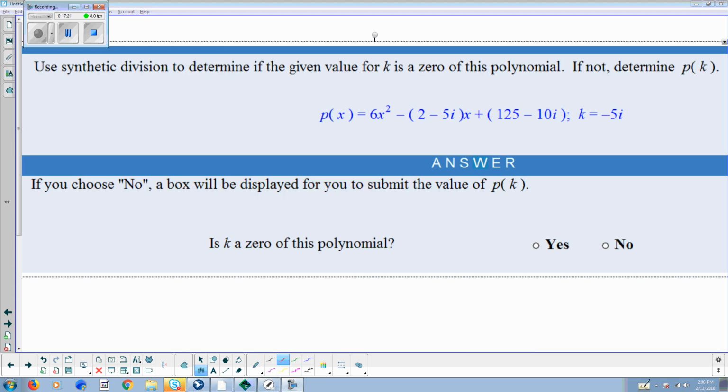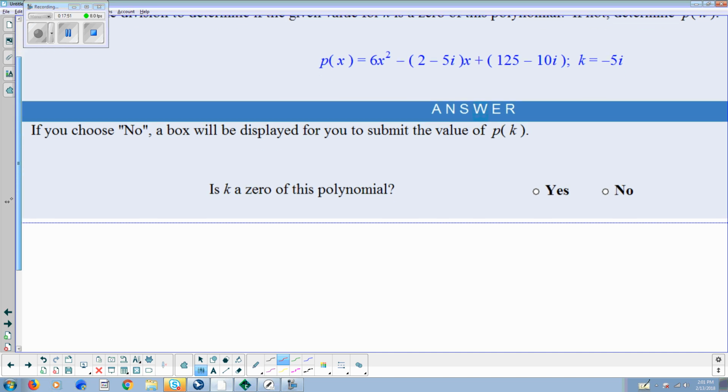The next question asks me to use synthetic division to determine if the given value for k is a 0 of this polynomial. If not, determine p of k. I'm going to use this to introduce synthetic division, but I want to show you also the remainder theorem with this example. You will find that the remainder theorem will enable you to solve this and answer it faster than synthetic division, though I do want to introduce synthetic division here.